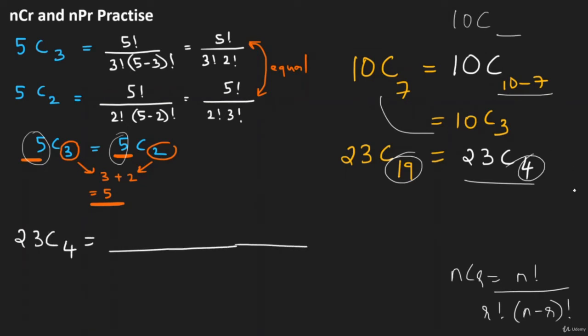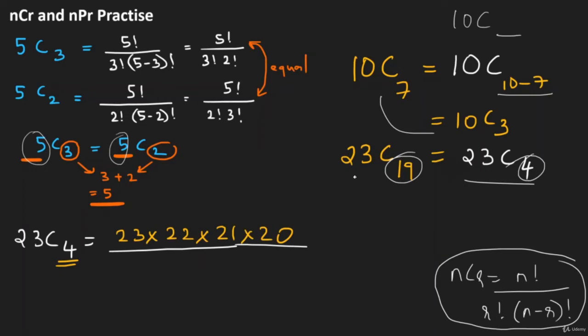Now over here, instead of solving it like this, to do it in a faster manner, you just need to check what you have over here. That's 4 over here. So starting at 23, keep subtracting 1 and write the numbers such that you have 4 numbers. So that's 23, 22, 21 and 20. So that's your numerator. If you multiply the 4, and in your denominator you will have 4 factorial. That's what's coming over here. 4 factorial is 4 into 3 into 2 into 1. So 23C4 is equal to this expression over here.